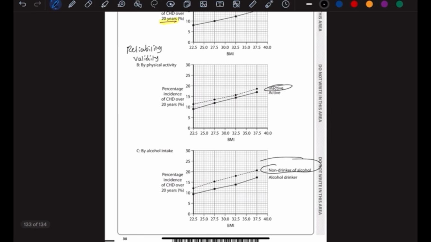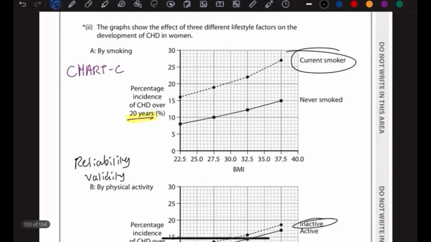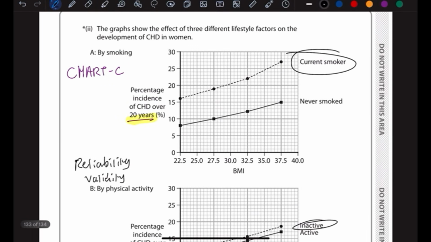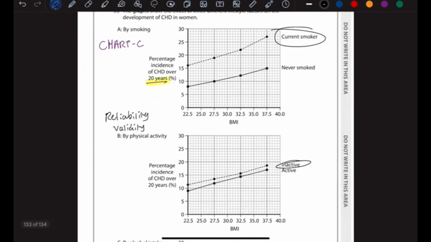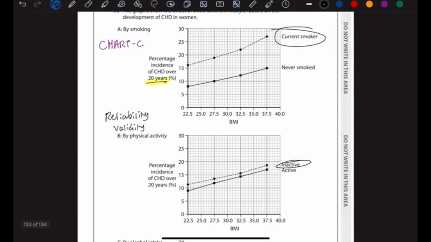Again, remember, compare. We're looking at the graphs. In each graph, the dotted line is always higher than the solid line. So we can also mention that. There's no anomalies on this graph. Cool. The rate of change, well, you can see all of them are going up. So we can mention that. Trends: we can see clearly that BMI increasing is increasing the incidence of CHD, in agreement with the table.